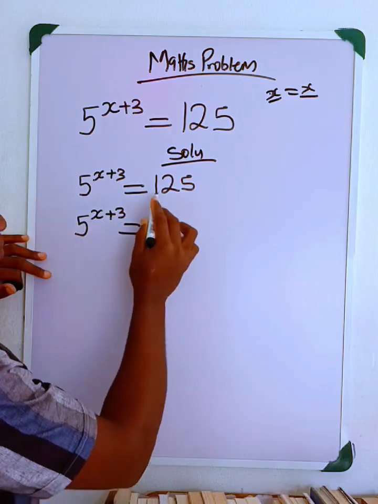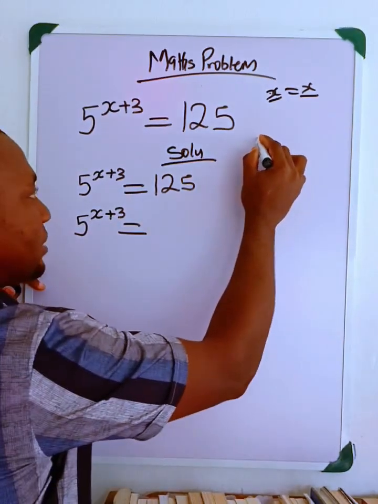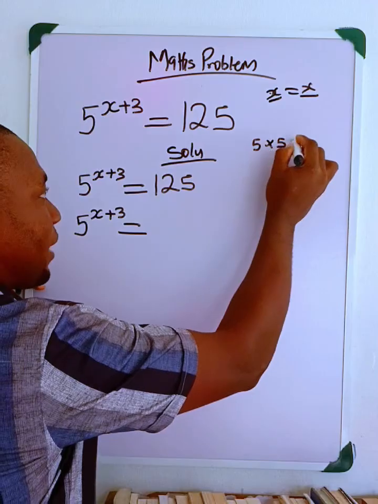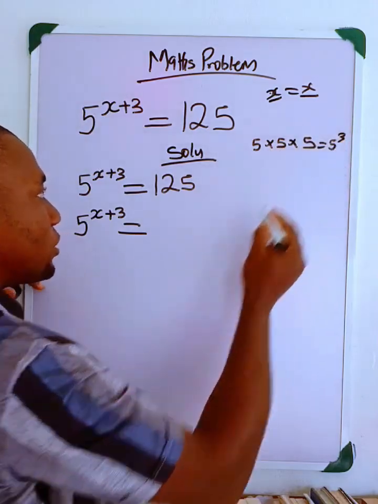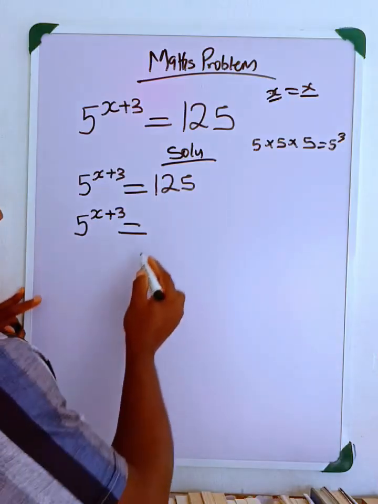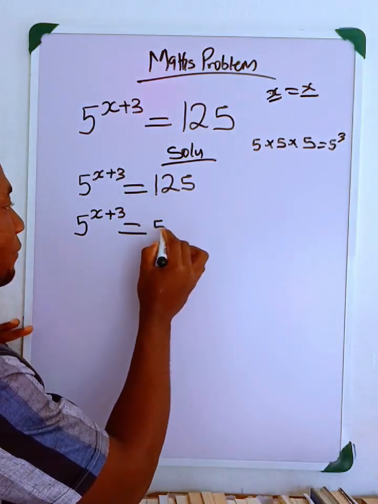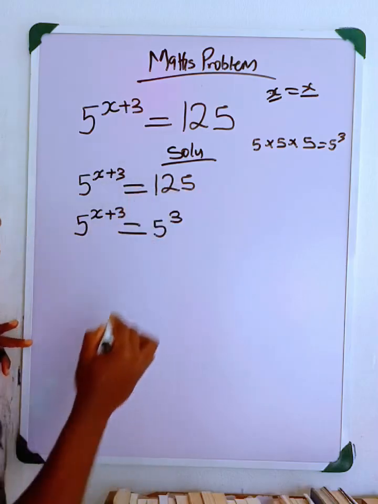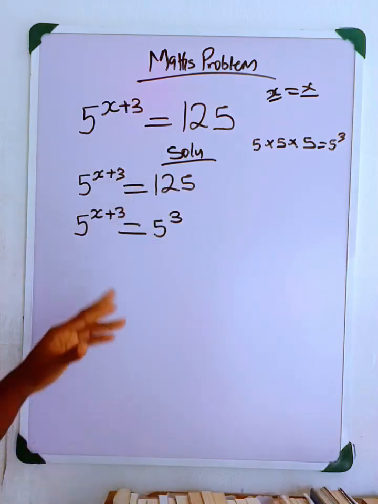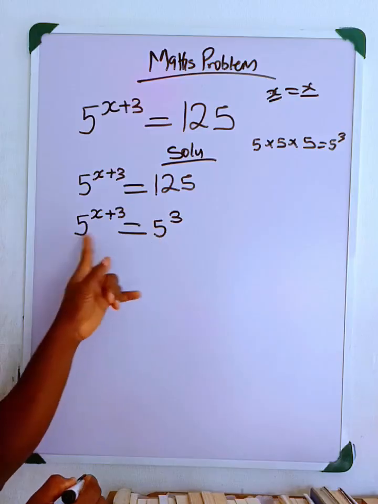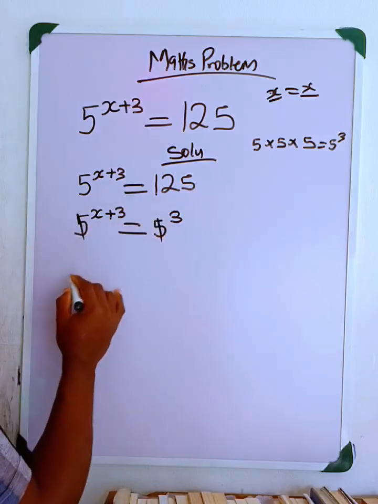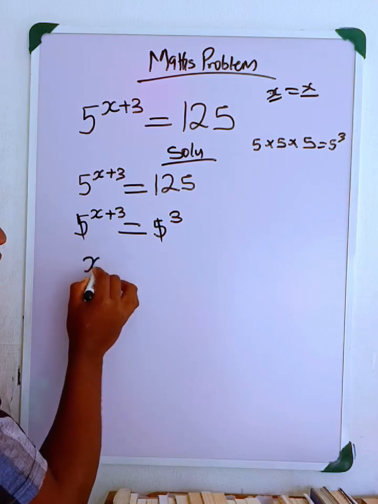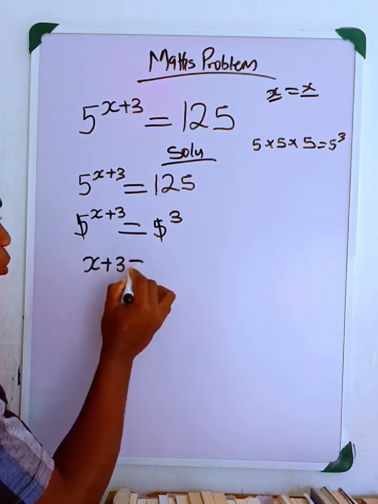So we have 5 raised to power x plus 3 equals 125, which is the same thing as 5 times 5 times 5, right? Which is 5 raised to power what? 3. Are you following? All right, so we write this as 5 raised to power 3. Since we have base 5, this base can cancel this base because there's an equality sign. So what we now have left is x plus 3 equals what?